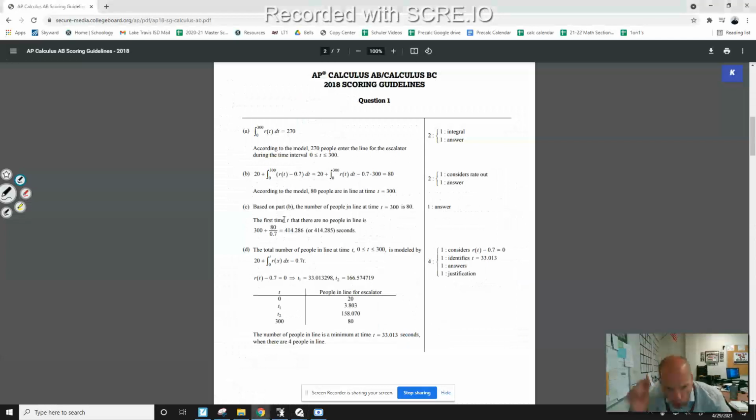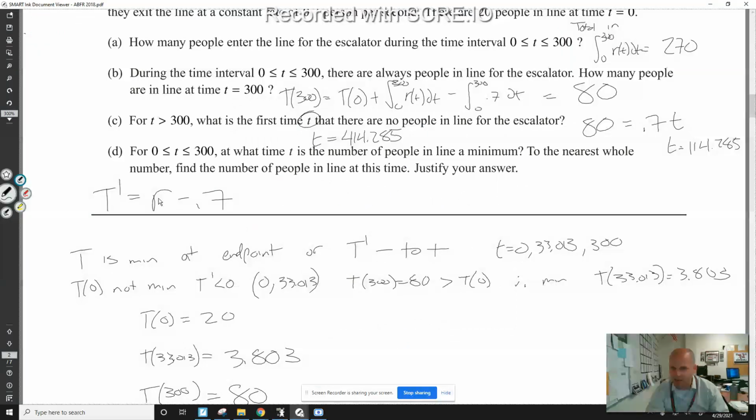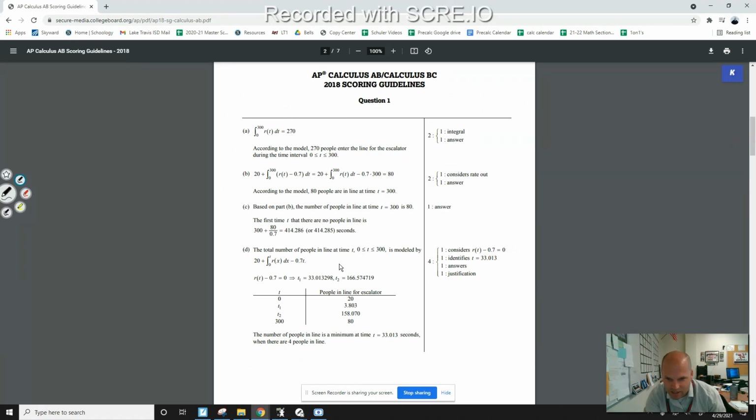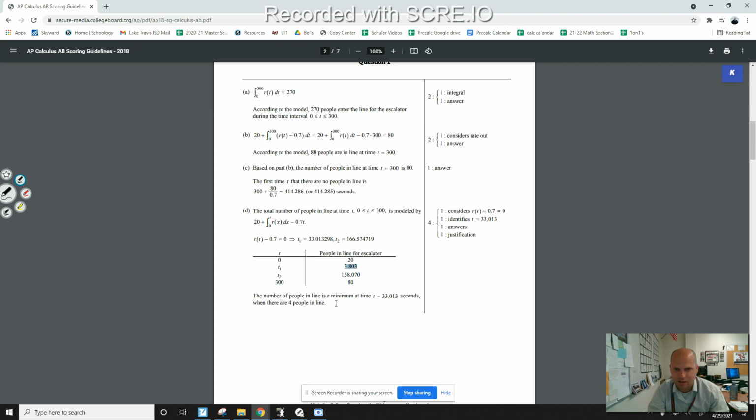Part D, worth 4 points, considering T prime when it changes signs. Getting this 33.013, considering that, it's worth 1 point. You didn't have to find this T2. This is not a max. I hate this justification because that's a max. It's not a min. And then just looking at 0 and 80 and looking at the signs, you know it has to be here. 3.806.